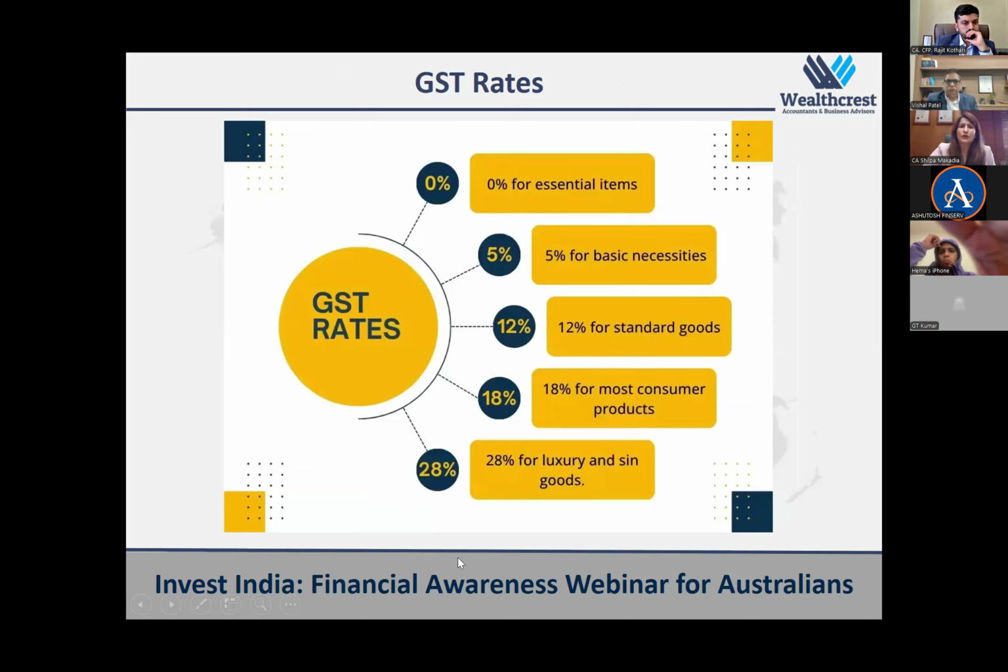This is just for your understanding of how GST, which is an indirect tax, goods and services tax, what would be the range. It ranges from 0% to 28%. When it comes to essential items, it is 0%. For basic necessity items, like day-to-day necessity items, it is 5%. And for luxury goods like Apple iPhones and all, it is 28%.